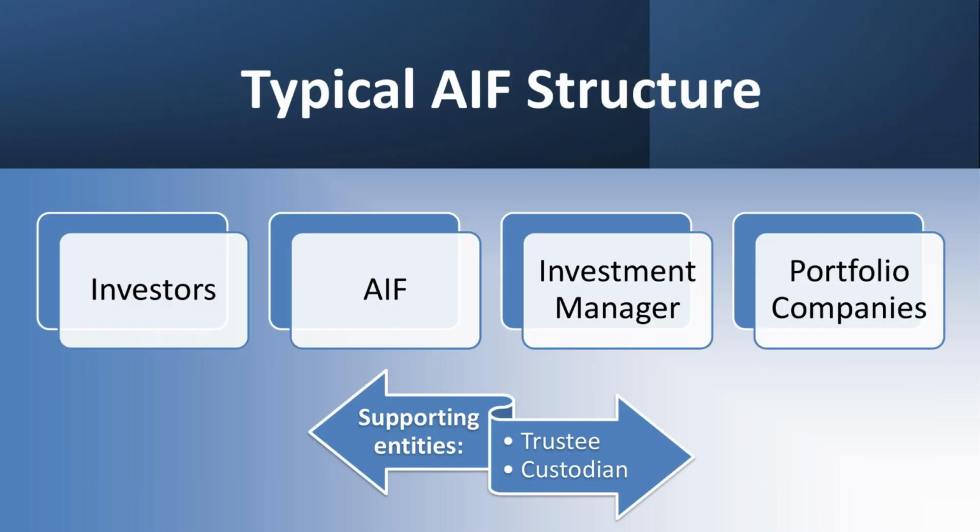A typical AIF structure involves multiple interconnected entities. Investors provide capital to the fund, which acts as the central investment vehicle. The investment manager is responsible for deploying this capital into portfolio companies based on the fund's strategy. For example, a private equity fund may invest in growing businesses, while a venture capital fund may invest in startups.